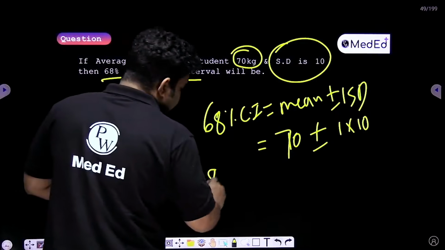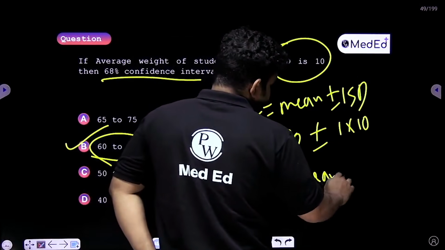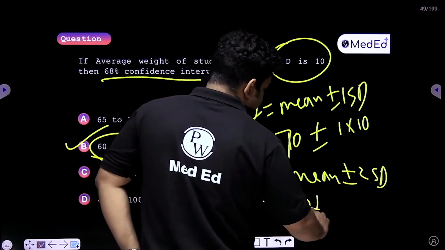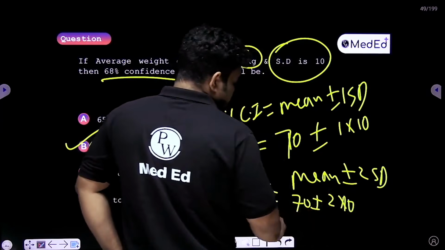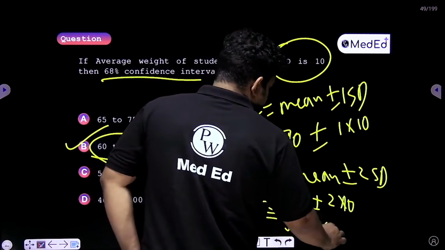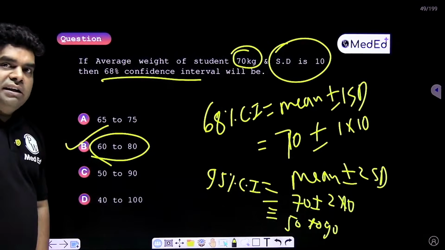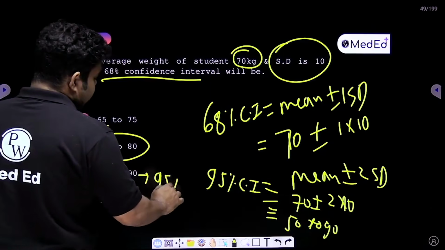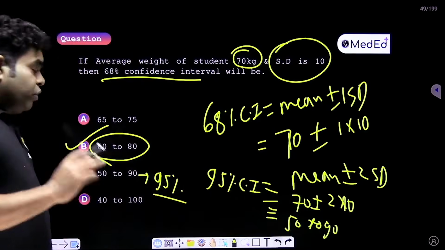But if they ask the 95% confidence interval, the 95% confidence interval is mean plus minus 2 standard deviation. So it's 70 plus minus 2 into 10. That means it's 70 plus minus 20. So it's 50 to 90. So this way you can find the 68 and 95% confidence interval very simply. 50 to 90 will be the 95% confidence interval and 60 to 80 will be the 68% confidence interval.